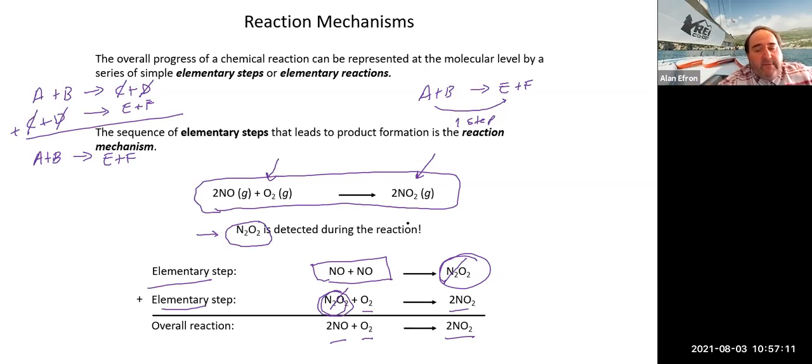So whenever you're dealing with something that is made early on in a mechanism, but gets used up completely, that's what's referred to as an intermediate. An intermediate is something that comes along early on in a reaction, but 100% gets used up by the time the reaction's over, is not present at the end of the reaction, which is why you don't see it in the overall reaction.